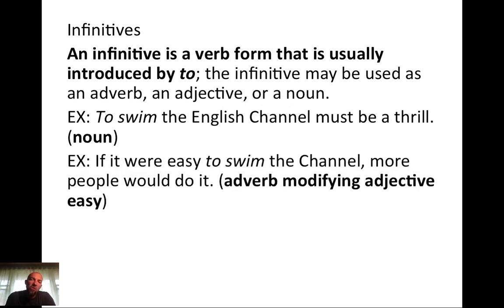If it were easy to swim the channel, more people would do it. To swim is an adverb modifying the adjective easy. Easy is an adjective modifying the pronoun it that comes before the verb were. Actually, to swim is an adverb. It's a modifier. It modifies easy. Easy is an adjective that is a predicate adjective because it comes after a be verb, were, modifying it.